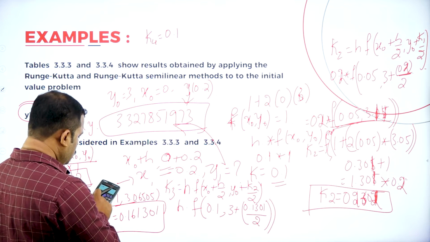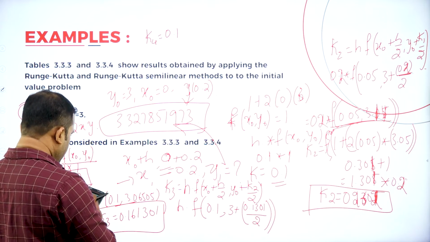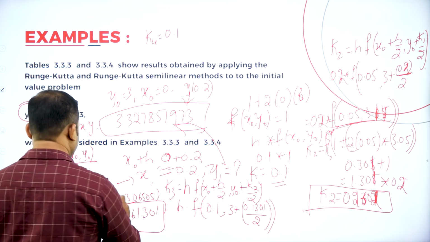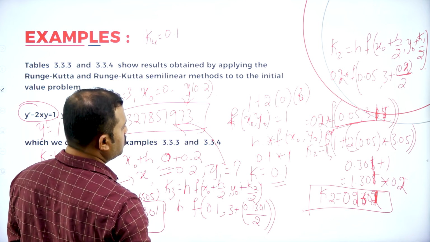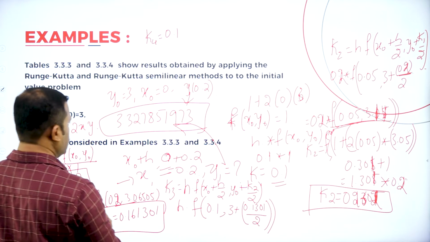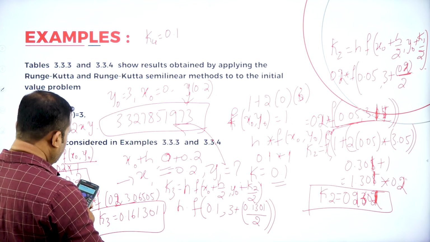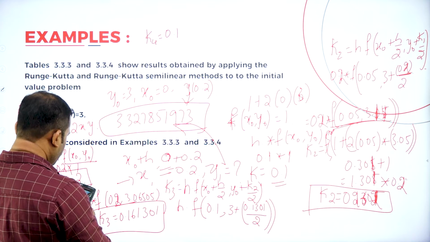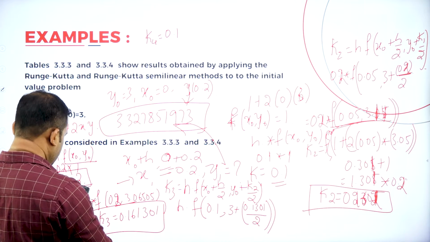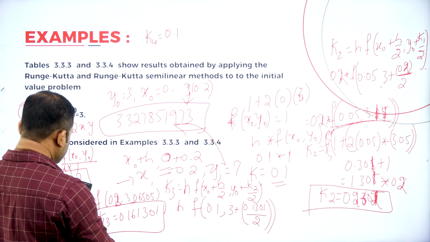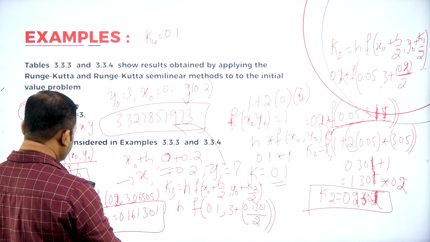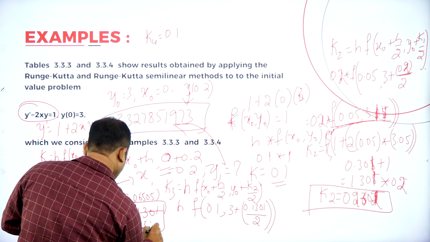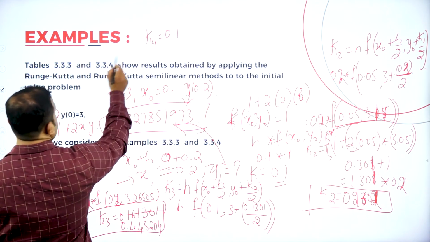1 plus 2 times xy. X is what? 0.2. Must be 0.2. Yes. It is 0.2 into 3.06505, which is equal to this value, into 0.2 is equal to 0.445204. K3 is equal to 0.445204. If that is the case, what is the value of K4?